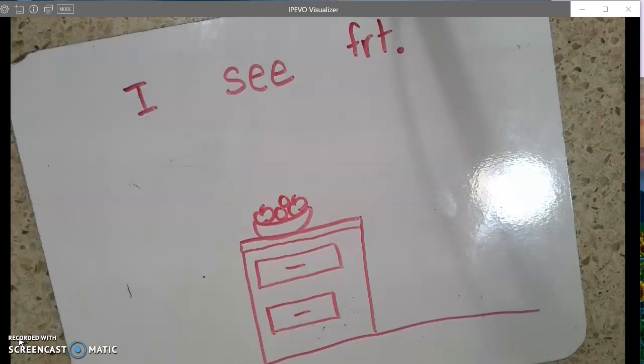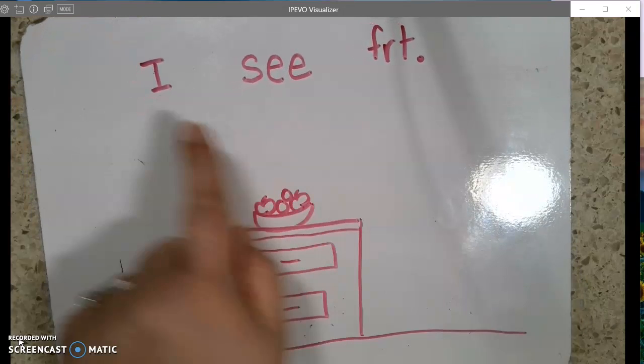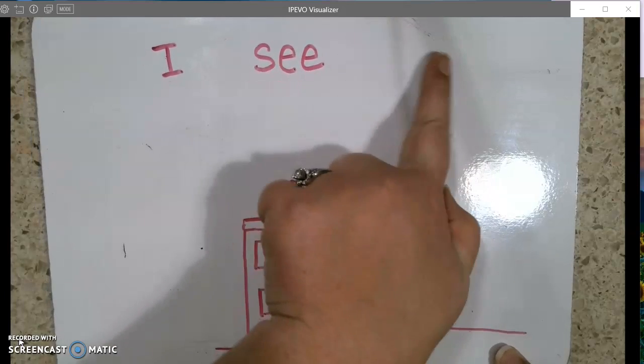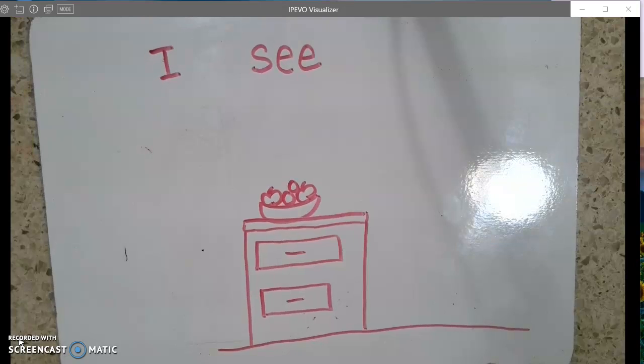Okay? All right, friends. On your paper, you're going to write, I see. I'm going to erase this because here's where you're going to write what you see. You're going to write, I see. And then what do you see?